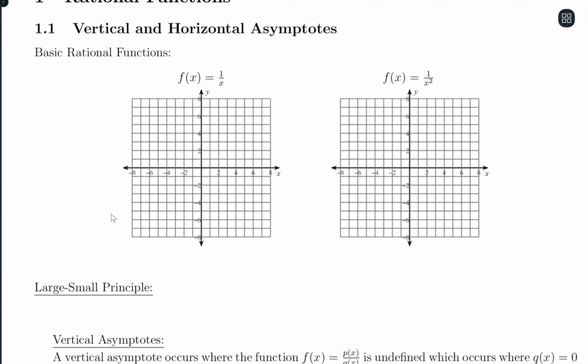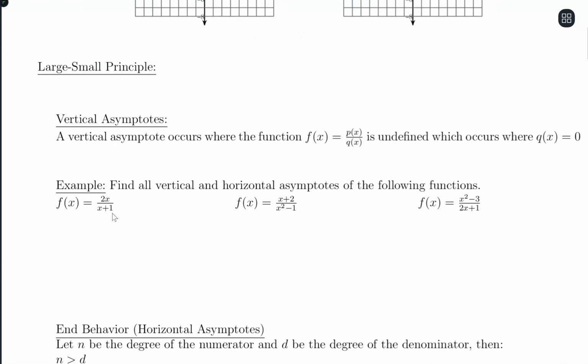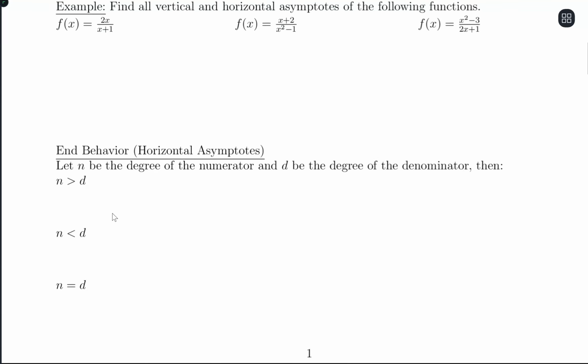A feature of rational functions are vertical and horizontal asymptotes. The vertical asymptotes are going to occur where our function is undefined. And then the horizontal asymptotes come from some different rules that we'll look at down here for what determines what the horizontal asymptote is. But this horizontal asymptote links to end behavior.